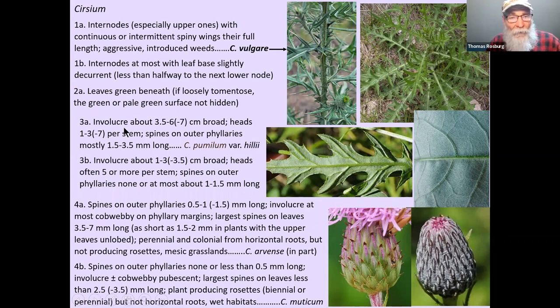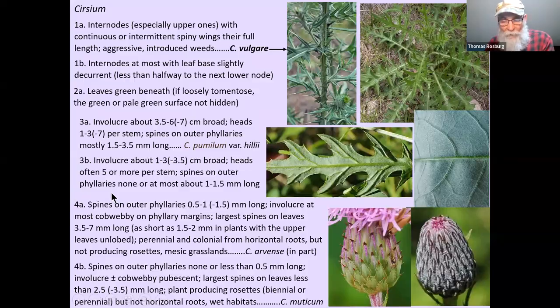So this is saying that the leaves are green beneath. If loosely tomentose, that means it has a little bit of white hairiness. It's not really enough to hide the green color of the leaf. The green or pale green color of the ventral side of the leaf is still clearly seen.